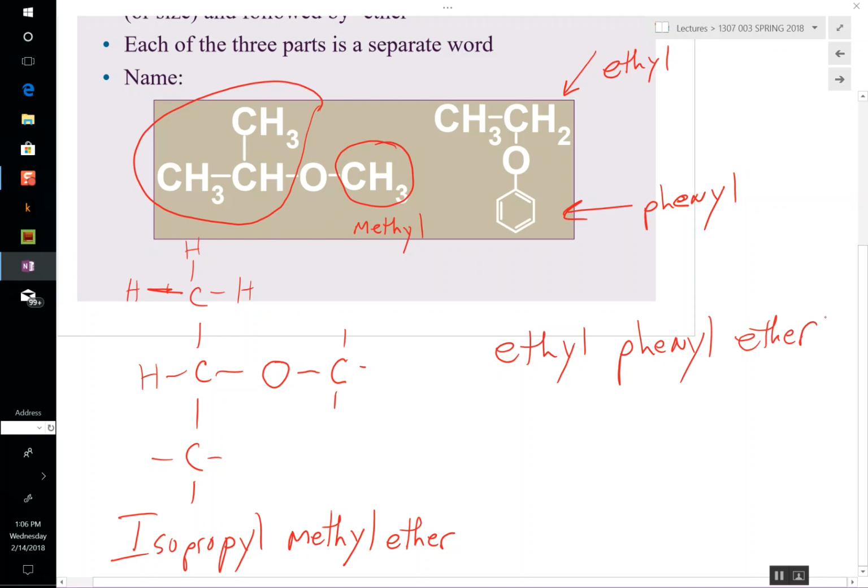There's a carbon, oxygen, carbon. There's a carbon right there. So that's all we have to have in there: a carbon, oxygen, carbon bond, and it is an ether.